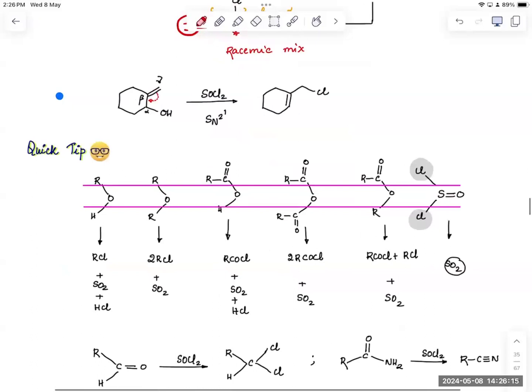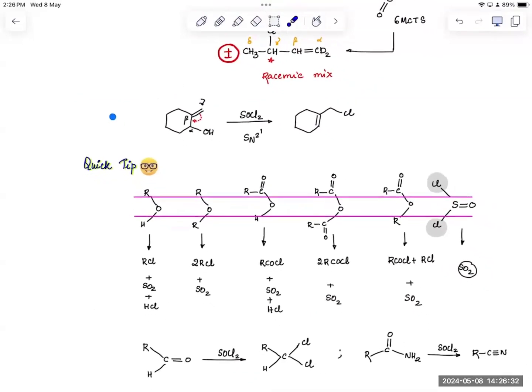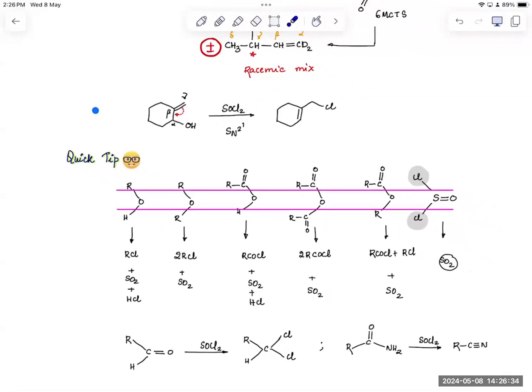Same logic here also, you can see SOCl2 is there. So Cl will attack on this gamma position, the double bond will shift here, and O will go here. Therefore, chlorine will come at this position. So I hope all of you understood how the allylic substitution is working.